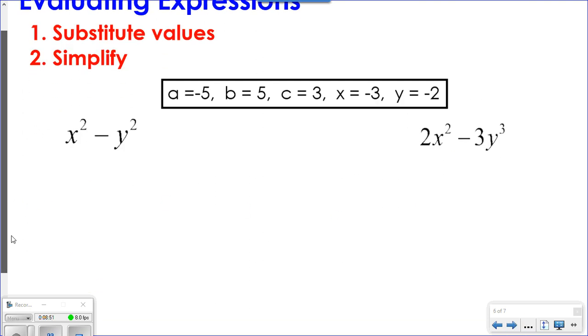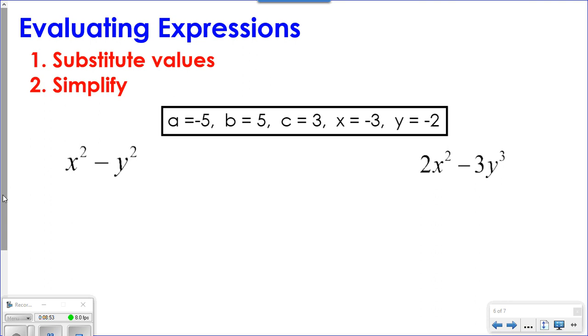Our last thing is evaluating expressions. We're going to have 2 steps here. We're going to substitute values, and these are called replacement values. So we're going to take out the variables and use this as our key to figure out what goes in the place of those variables. And then we're going to simplify. I will always look for step number 1. In order to get full credit, you need to include that step.